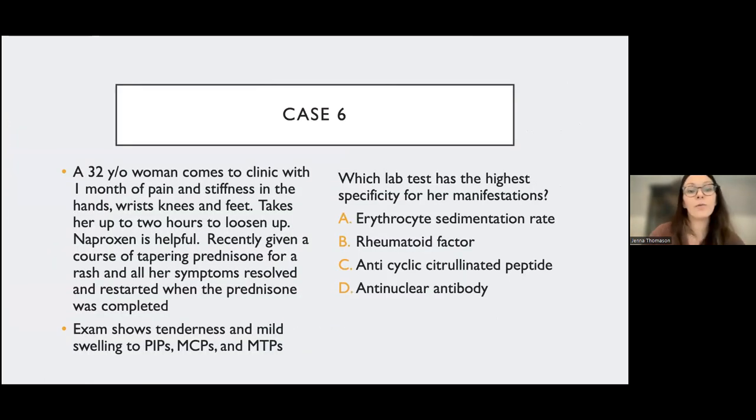Okay. 32-year-old woman comes to clinic with 1 month of pain and stiffness in the hands, wrists, knees, and feet. Takes her up to 2 hours to loosen up. She takes naproxen, which takes the edge off. Someone gave her some prednisone for a rash recently, and wow, all of her symptoms resolved. But then when she stopped the prednisone, everything came back. On exam, she has tenderness and mild swelling in her PIPs, MCPs, and MTPs. Which lab test has the highest specificity for her manifestations? Is it an ESR, rheumatoid factor, anti-CCP antibody, or an ANA?